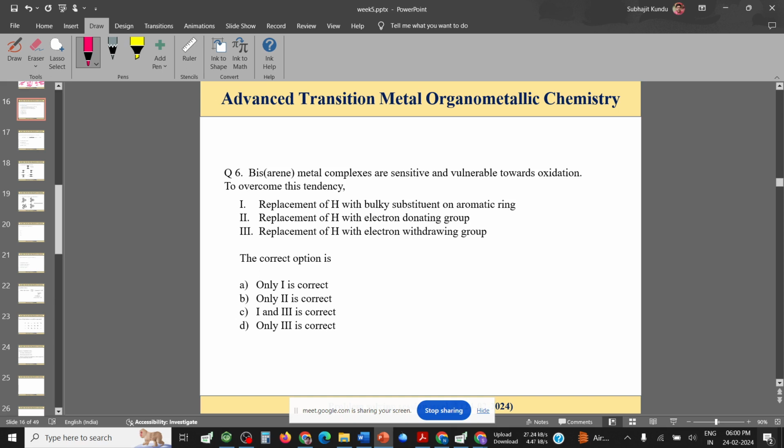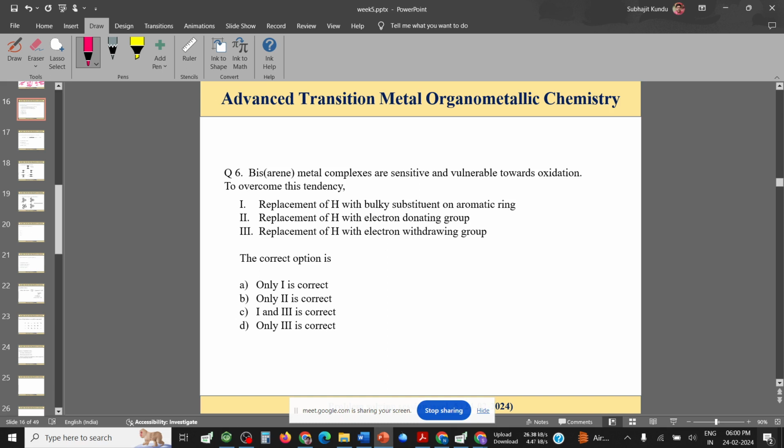Now with this, we come to question number 6. The bis arene metal complexes are sensitive and vulnerable towards oxidation. Now, to overcome this tendency, what do we need to do? Here are three options: replacement of hydrogen with a bulky substituent on the aromatic ring, replacement of hydrogen with an electron donating group, and replacement of hydrogen with an electron withdrawing group.